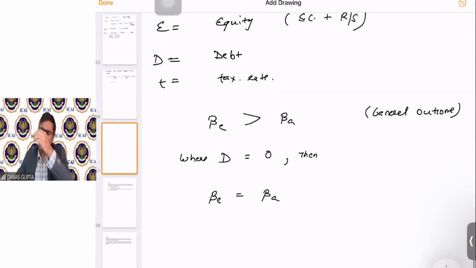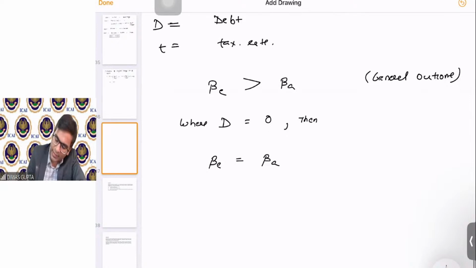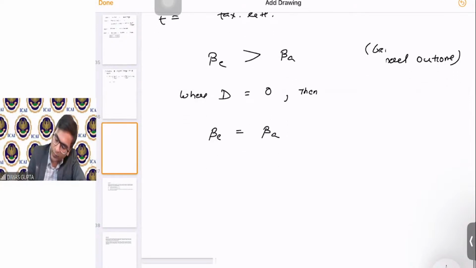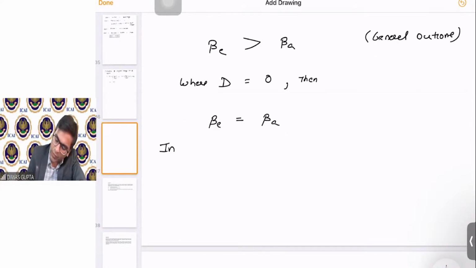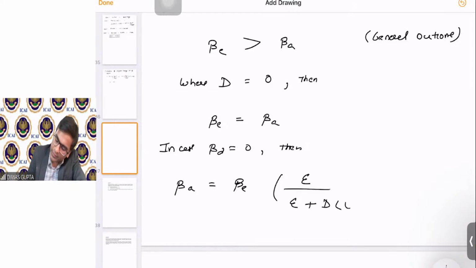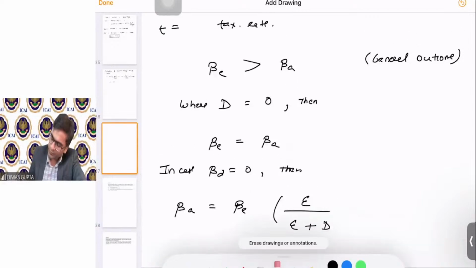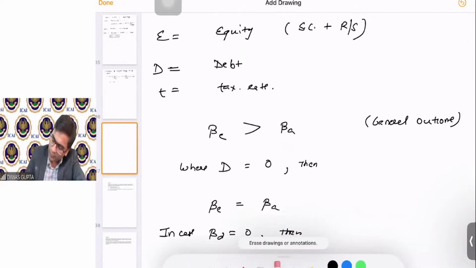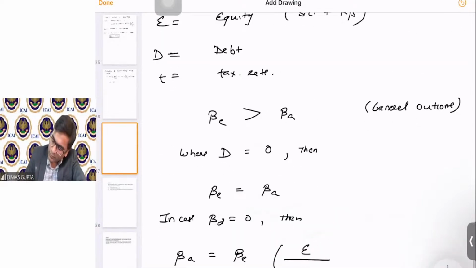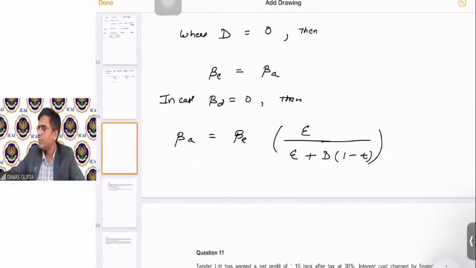Plus one more point. In case beta of debt is equal to 0, then beta of asset becomes beta of equity, equity divided by equity plus debt, 1 minus tax. Simple.